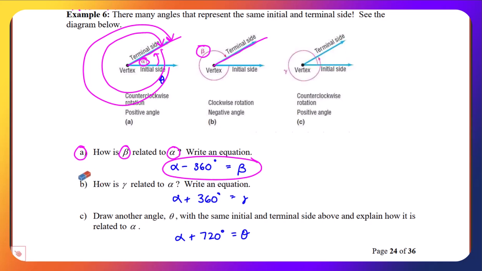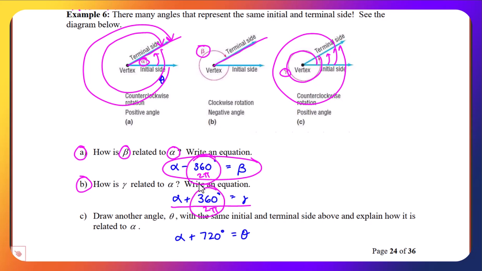They want to know in B, how is gamma related to alpha? Well, if I take alpha and I keep going around another rotation, won't I get gamma, which is alpha plus 360? Or if I want to use radians, I can talk about 2 pi. As you can see, everything has to do with 360 or 2 pi.